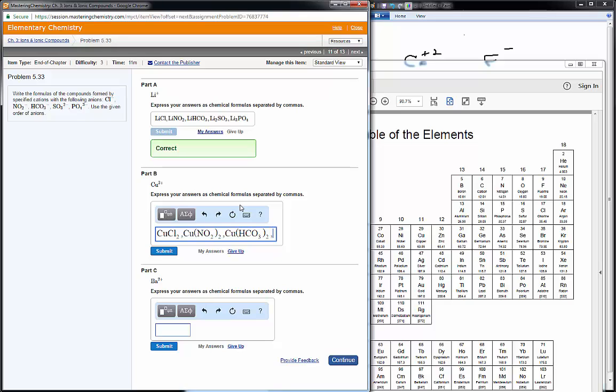Just like that. Next, sulfite has a 2- charge. Copper has a 2+ charge. They are equally matched, so CuSO3 is all I need.